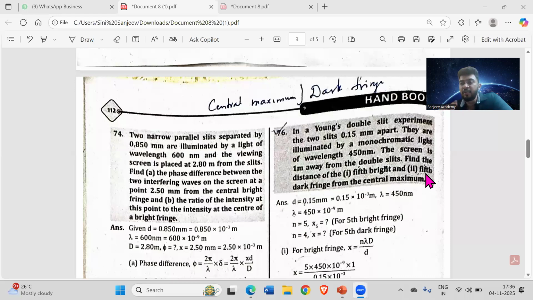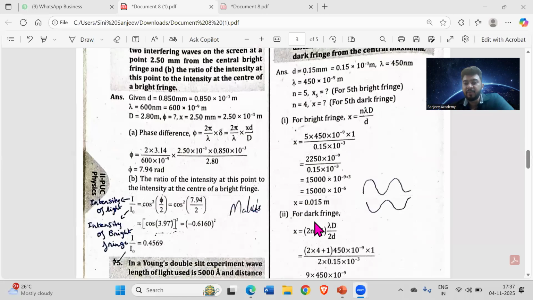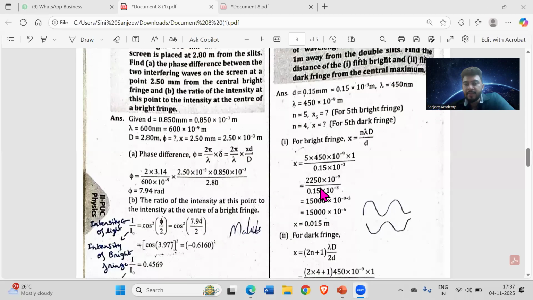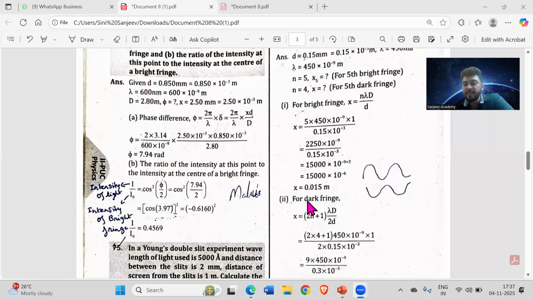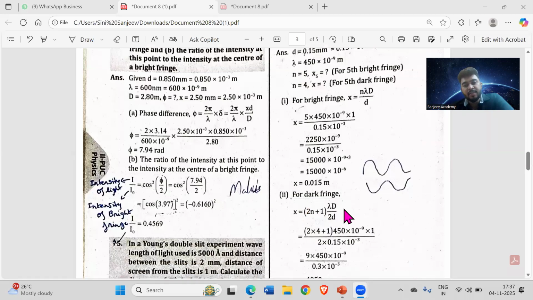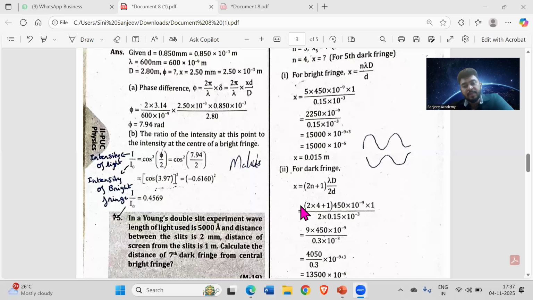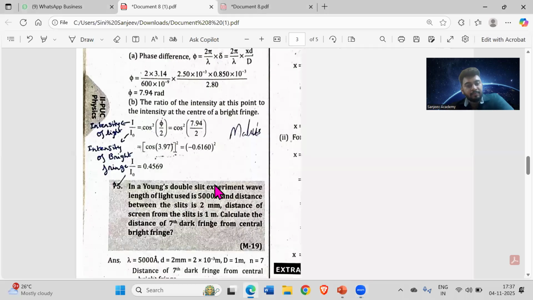And whenever there is a dark fringe, see here, fifth bright and fifth dark. Fifth bright meaning you have to put n equal to what? 5. Fifth dark means what? Subtract 1 from that, 4. So for bright fringe, n is equal to 5. For dark fringe, n is equal to 4. Clear? Then I have to just find this x value, n lambda D by d, and this is 2n plus 1 into lambda D by 2d. This is the formula for the dark fringe.